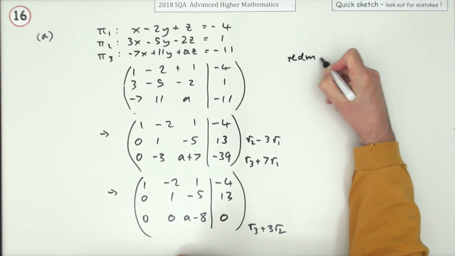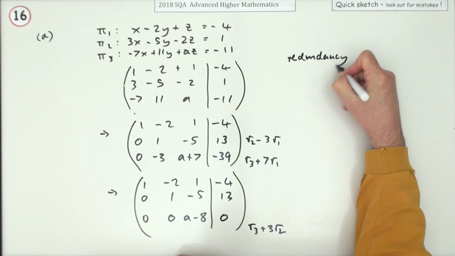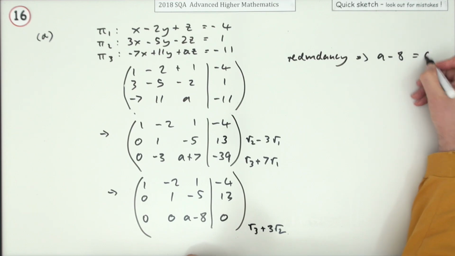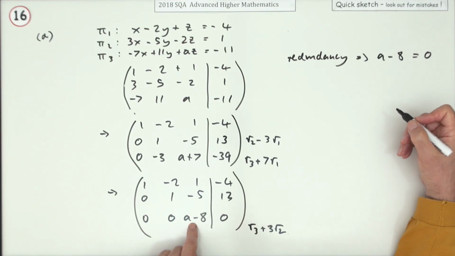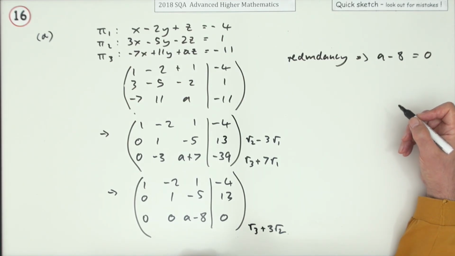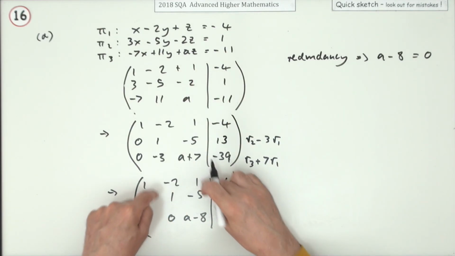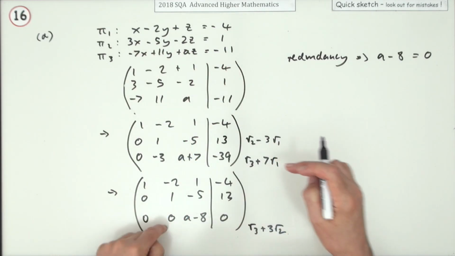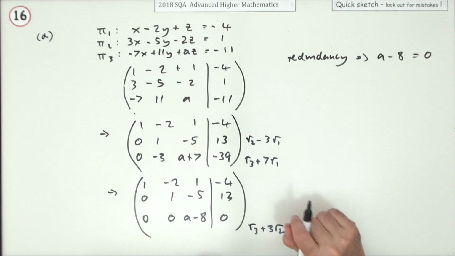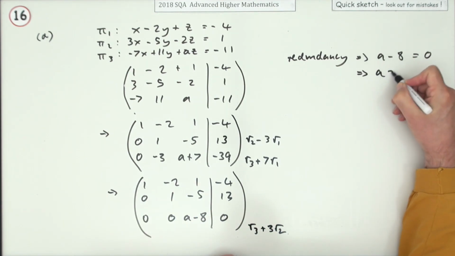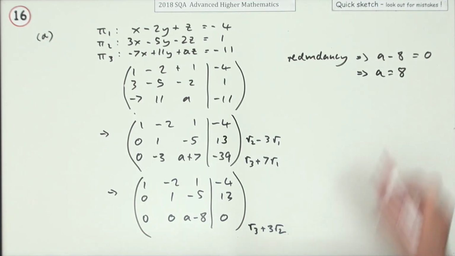Redundancy, I can't even read that myself, means a minus 8 should equal 0. Because if it equaled anything else, you wouldn't have a redundancy, you'd have an inconsistency. And an inconsistency is equivalent to saying you've got planes that aren't intersecting at all. You could have these 2 intersecting, but if this third one came along and cut somewhere else, there's no solutions at all. Anyway, a equals 8.